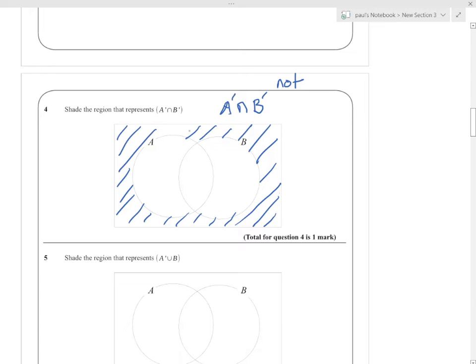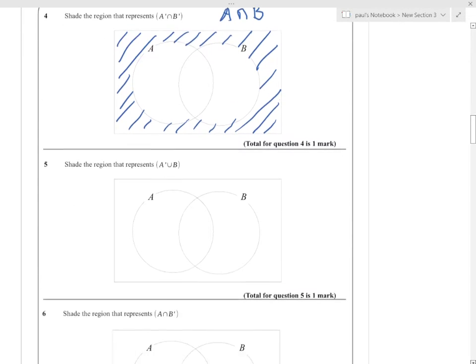So go all the way around here. That is not in A and it's not in B. So it's the reverse, the sort of negative of what's in both A and B. So it's the opposite way around.